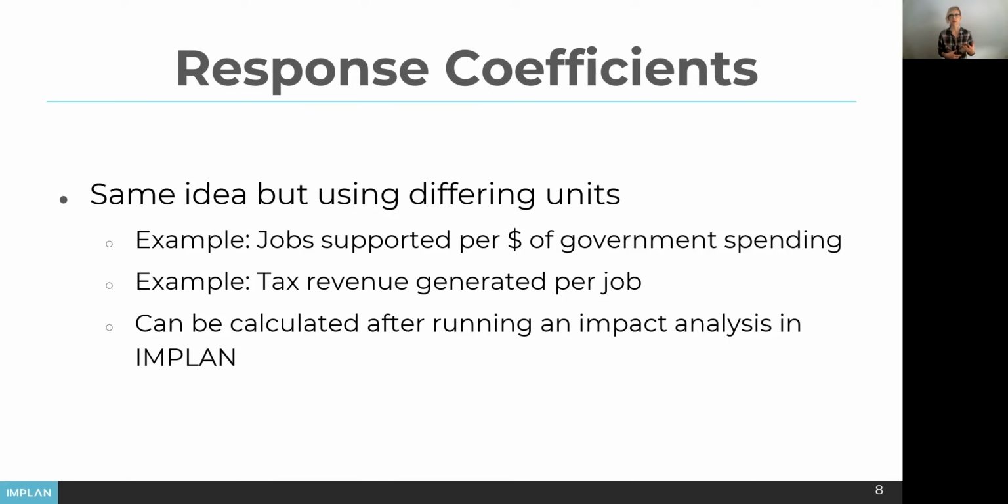Another example would be tax revenue generated per job. So there you've kind of got them flipped. Now you have a dollar value per job value. And those can be calculated after running an impact analysis in IMPLAN. So you can get those from IMPLAN as well, no problem.